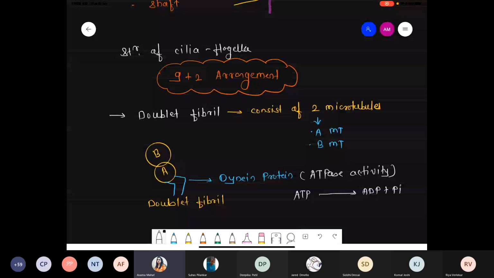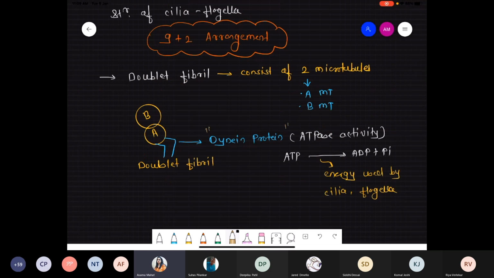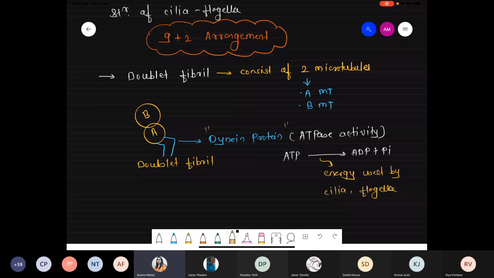So we are talking about the presence of one specific type of protein, the dynein protein. Dynein protein itself has ATPase activity, and with the help of the ATPase activity, ATP is converted into ADP plus inorganic phosphate, energy is released, and once the energy is released, it is taken up for the movement of the cilia and the flagella.